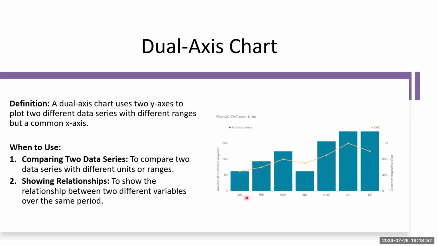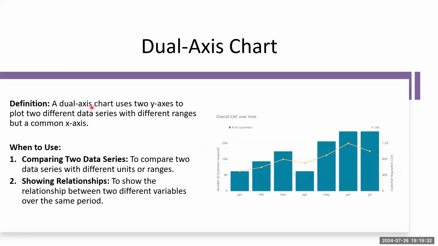So the x-axis is fixed. We are looking at January to July, but we are looking at two things. One is the number of customers acquired, and two is the customer acquisition cost.